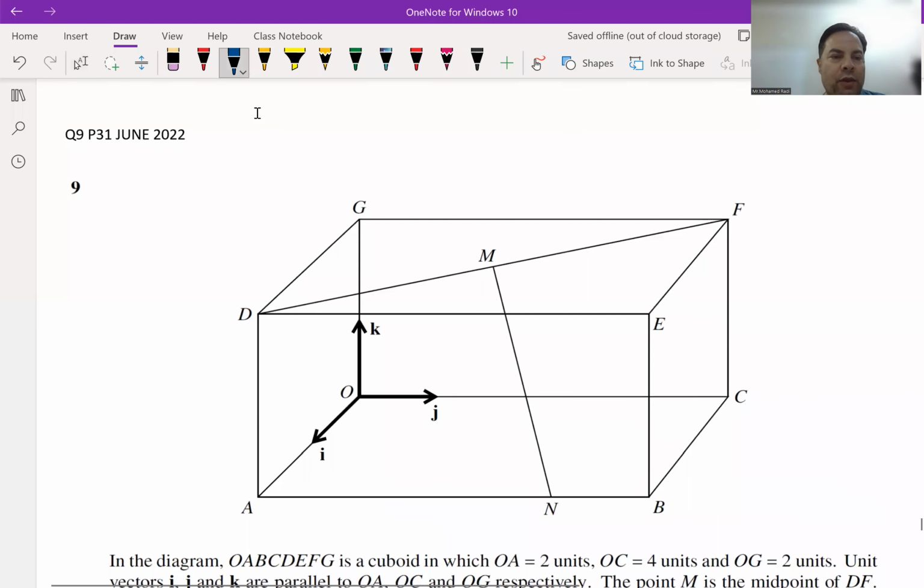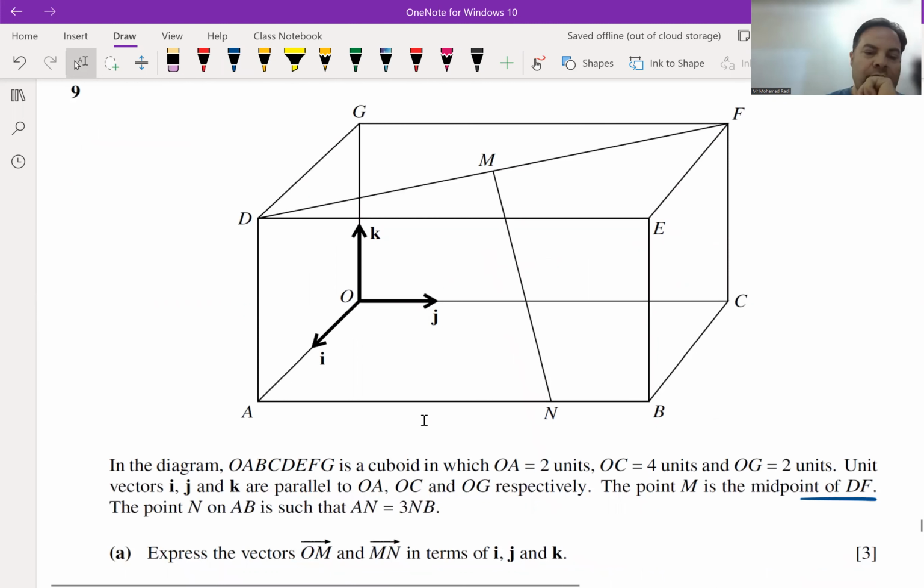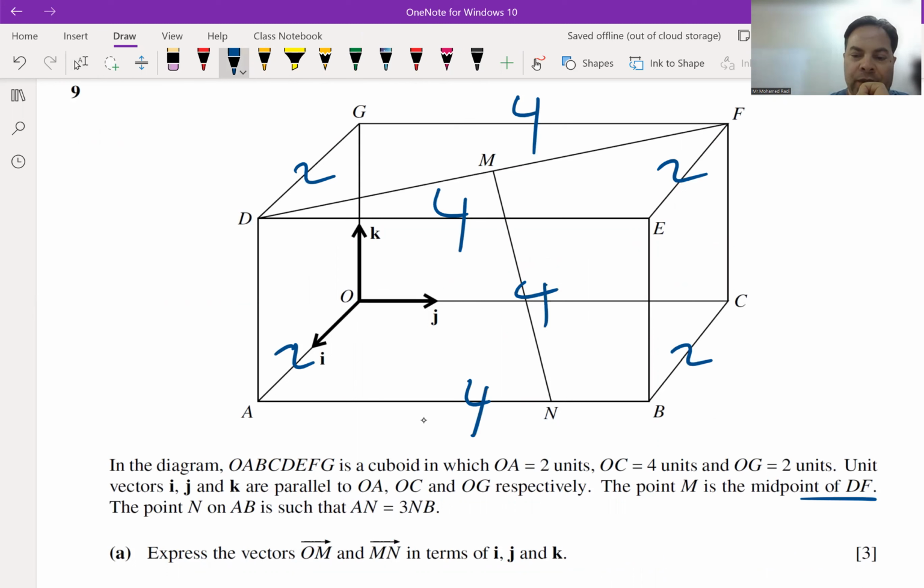Hello guys, in this tutorial I'm going to solve question number 9, paper 31 June 2022. In the diagram we have O, A, B, C, D, E, F, G is a cuboid, in which OA is 2, so this edge will be 2, this edge will be 2, this edge will be 2. And OC is 4, this one 4, 4, 4, each of the opposite sides. And OG is 2, this one is 2, this one is 2, this one is 2.